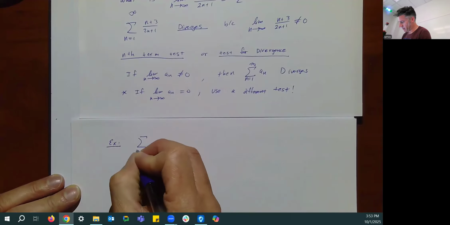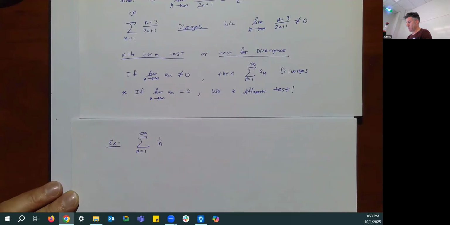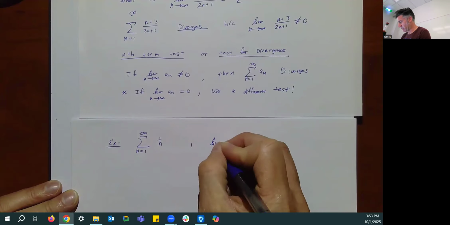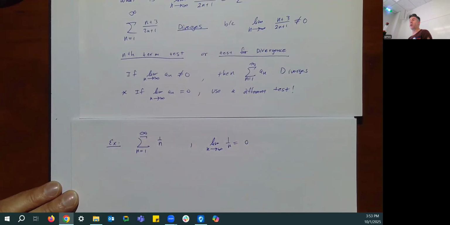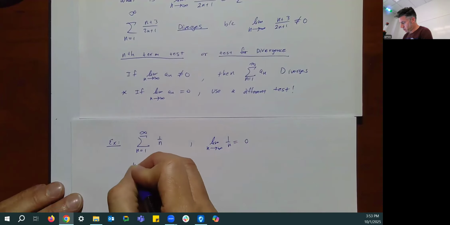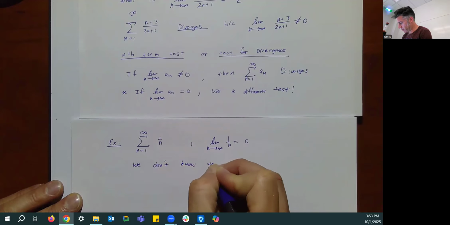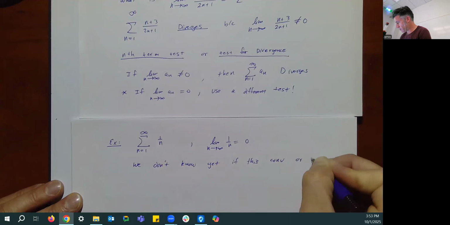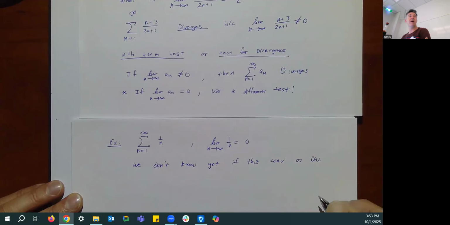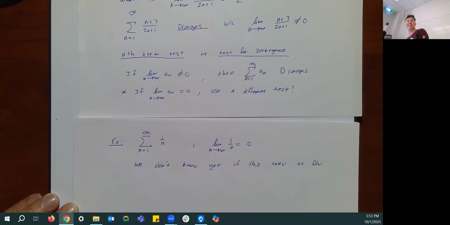So, for example, this series from n equals 1 to infinity of 1 over n. If we look at the limit as n goes to infinity of 1 over n, that's going to be 0. We don't know anything yet about whether this series converges or diverges. I will tell you it diverges, without any justification yet.